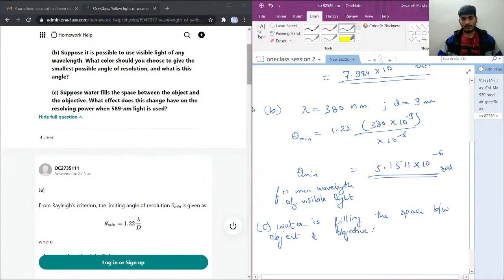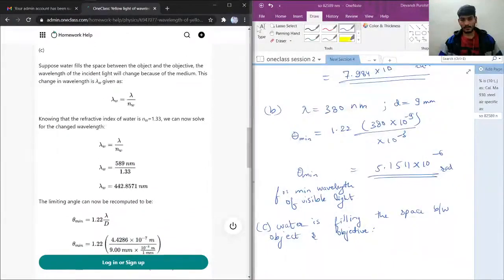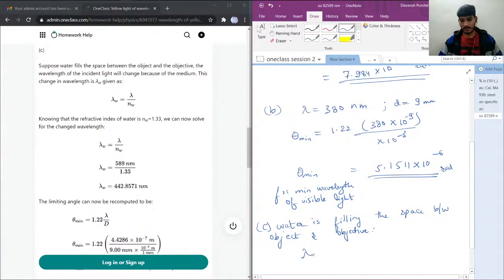So for this we have a formula. I'll just copy this formula from the formula given by junior tutor. Let's read the answer given by junior tutor first. Suppose water fills the space between the object and the objective. The wavelength of incident light will change because of the medium. This we know from refraction phenomena. So this change in wavelength is lambda w, given by lambda over nw.